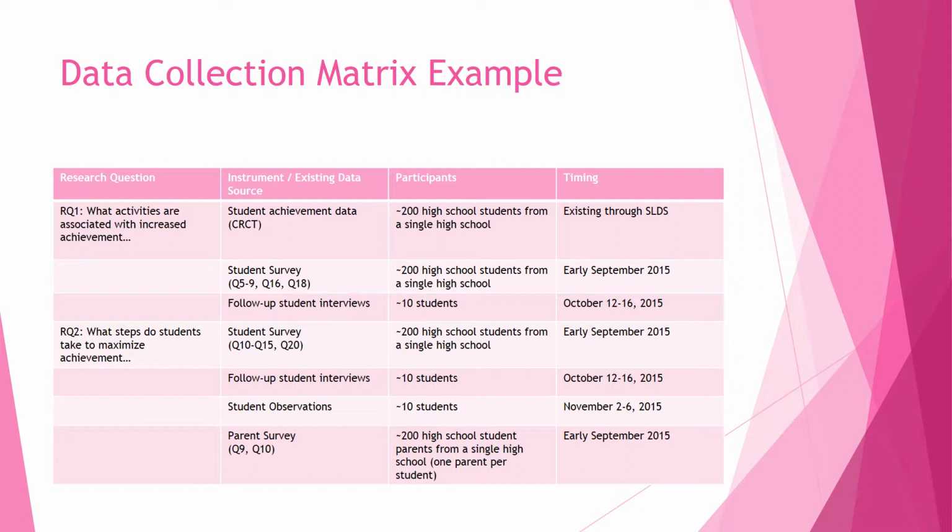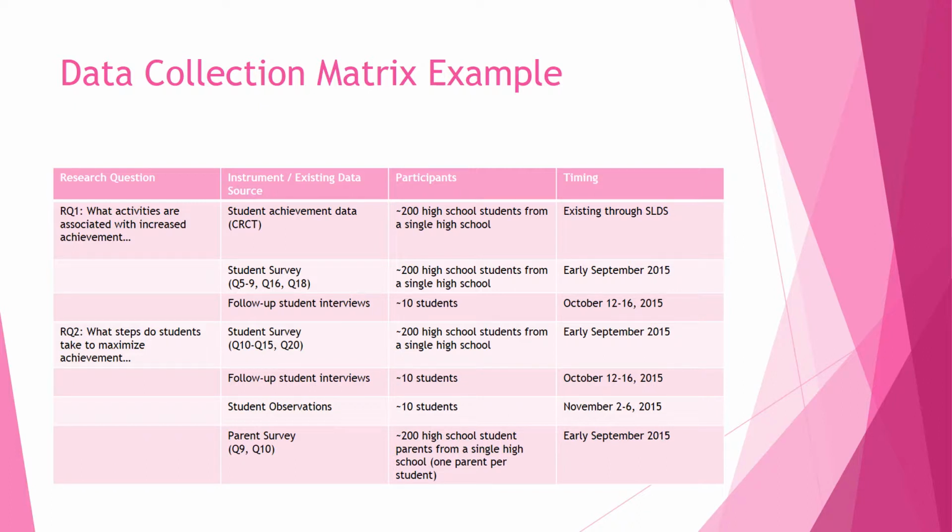The data that I'll use is from multiple sources, including students and parents. Since I'm interested in student achievement as an outcome, I'll need data that include this, and I might get that from someplace like an SLDS or Student Longitudinal Data System, for example, CRCT scores. The activities that I'll consider as factors that could be associated with increased achievement will come from a survey and follow-up interviews. Since I'm focused on a single school with about 200 students, I'll survey these students.